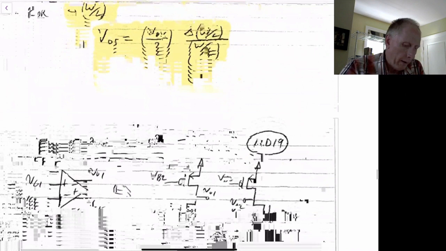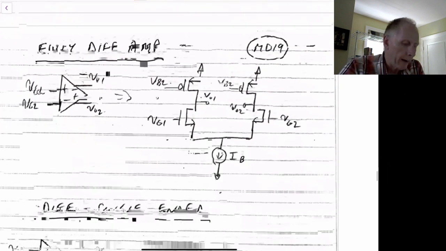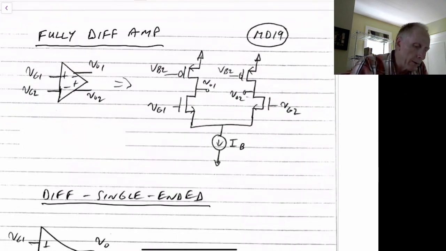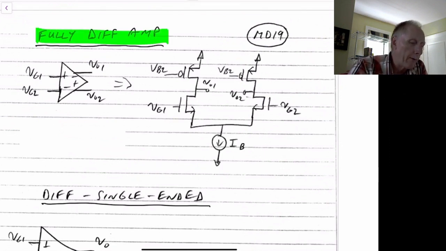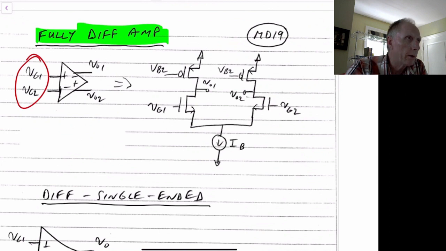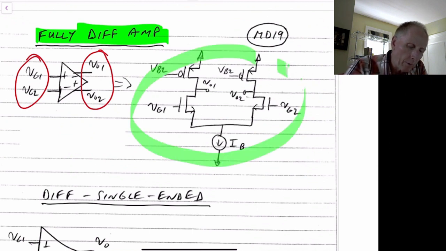Now, so far we've been looking at fully differential amplifiers. So we've been looking at the case where we have a differential input, and that results in a differential output. So this would look something like this circuit over here, with a differential input over here and a differential output, these two.